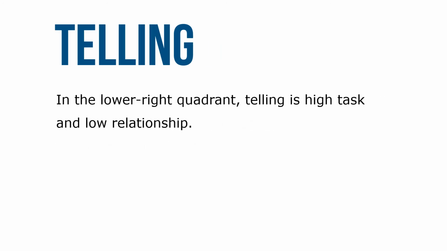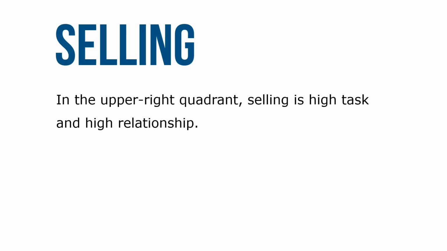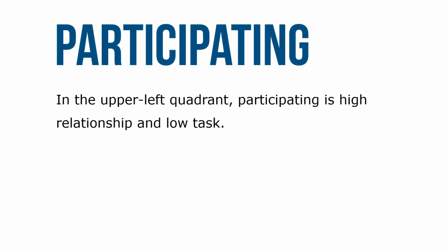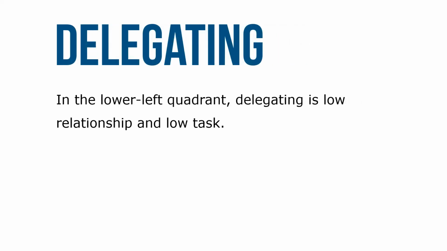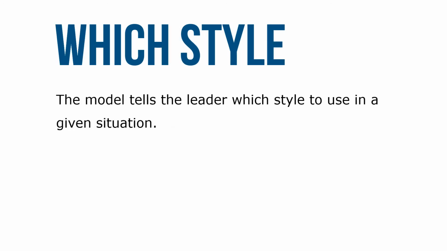Telling is high task and low relationship. Selling is high task and high relationship. Participating, high relationship and low task. Delegating, low relationship and low task. The model tells the leader which style to use in a given situation.